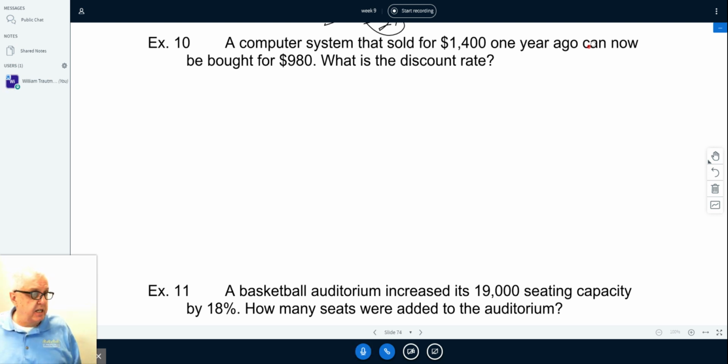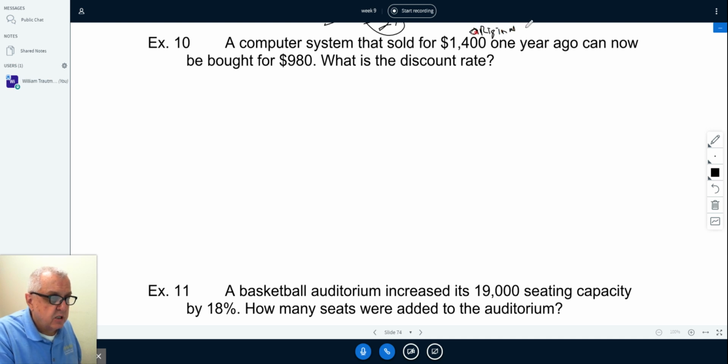Number 10, we have an original price. But this is the discounted price. Do you see, the original price was 1 year ago. Now we can buy it for $980, which is discounted. It's the actual discounted price, not the discounted amount. It's a discounted price, and we want to find the discount rate.